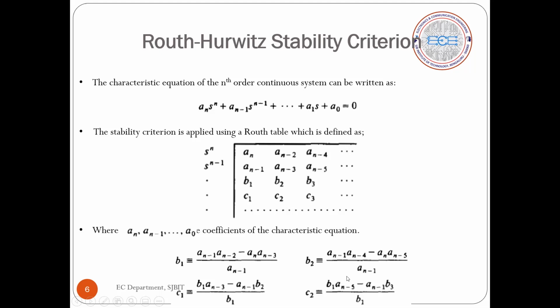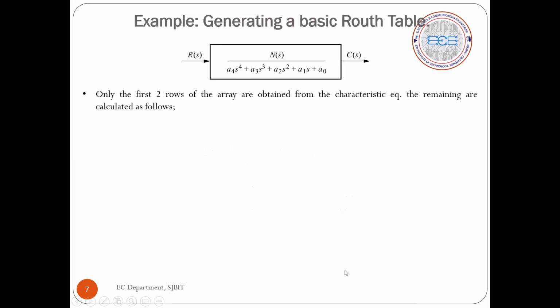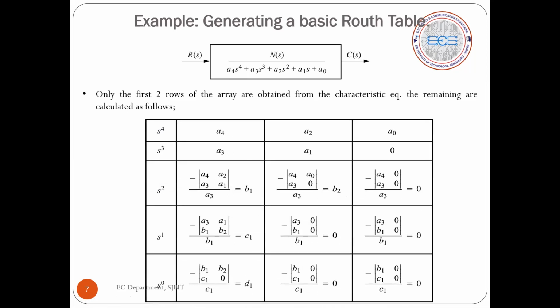So on. Here we have a particular example with s power 4, where the highest degree is 4. So this is a fourth order characteristic equation. How do we fill up the Routh-Hurwitz table? For a fourth order equation, we start with s power 4. That is the first row element, s power 4.